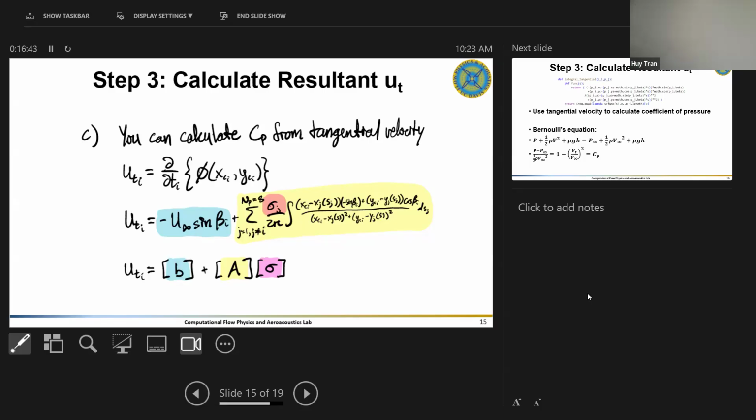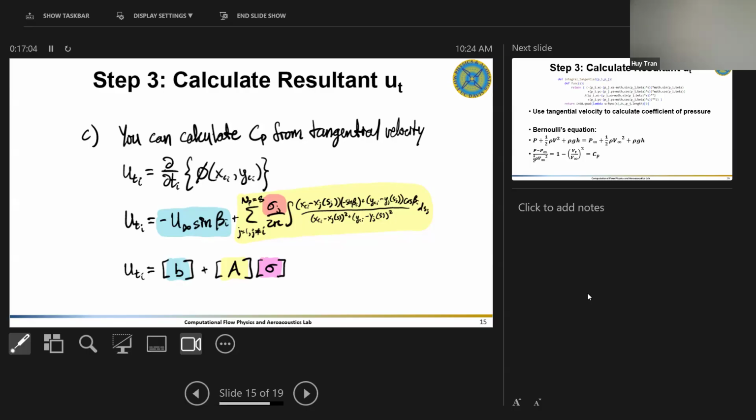But as a result, we get a new matrix. Before, you had to invert the matrix to solve for sigma. Now you don't have to invert any matrix anymore. You just plug and chug more or less.